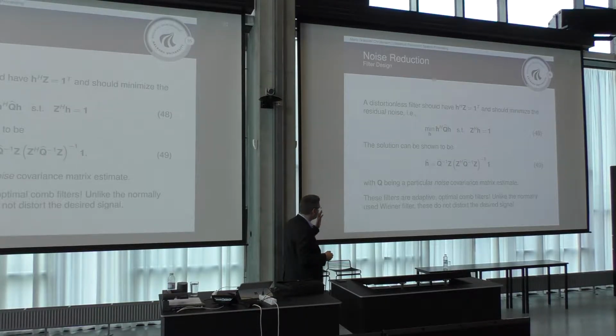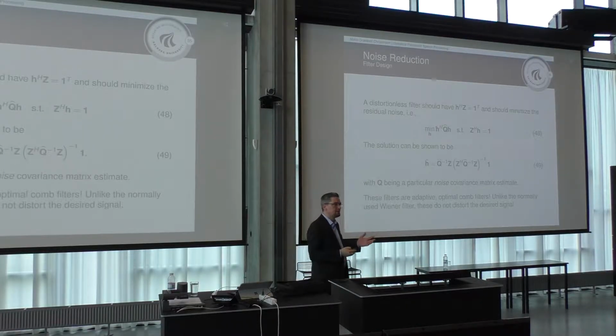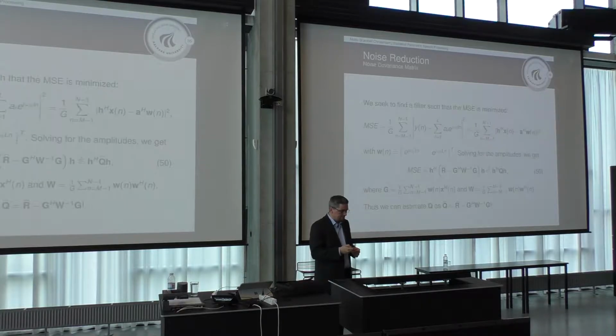So what are these filters? These are adaptive optimal comb filters, and they are, unlike the normally used linear filters, distortionless. And they provide the optimal output SNR. Yeah. So what about this Q matrix here?